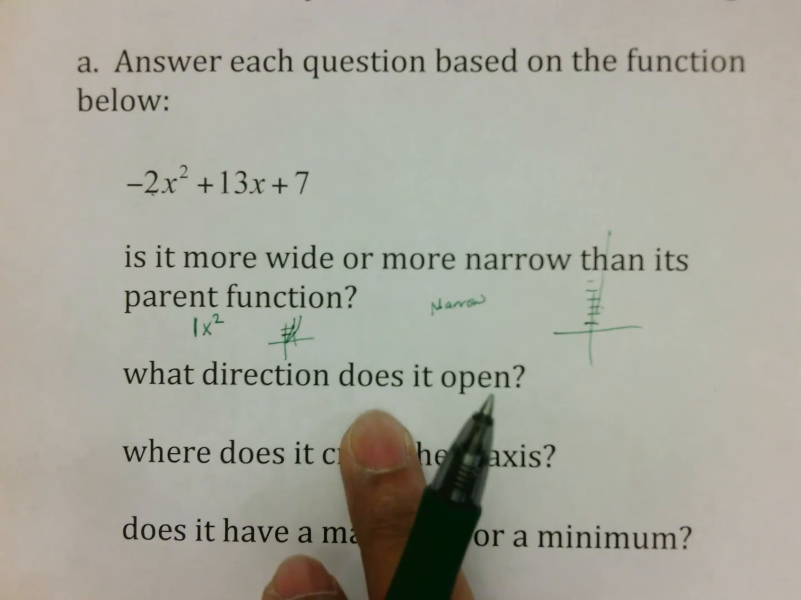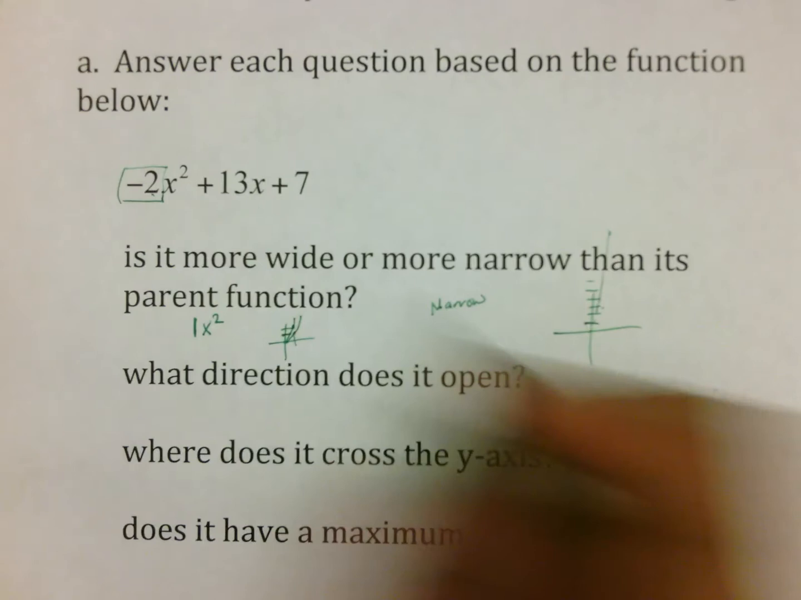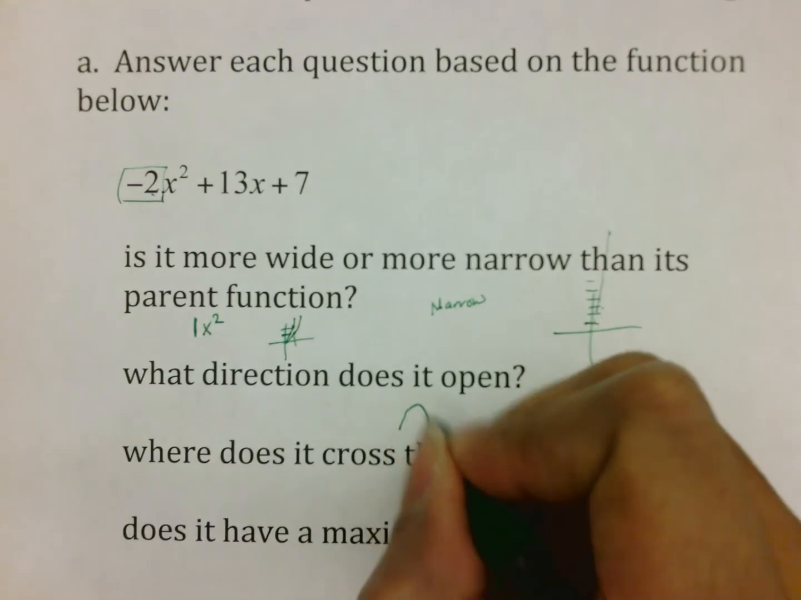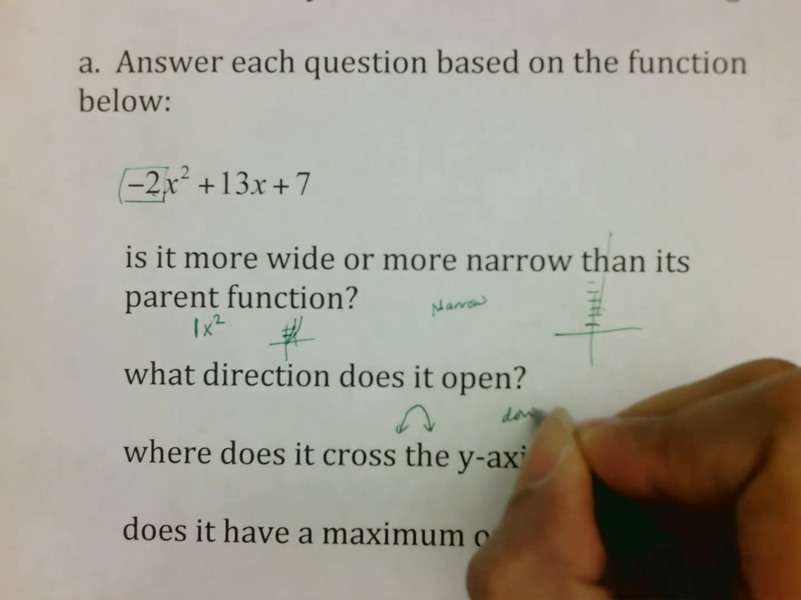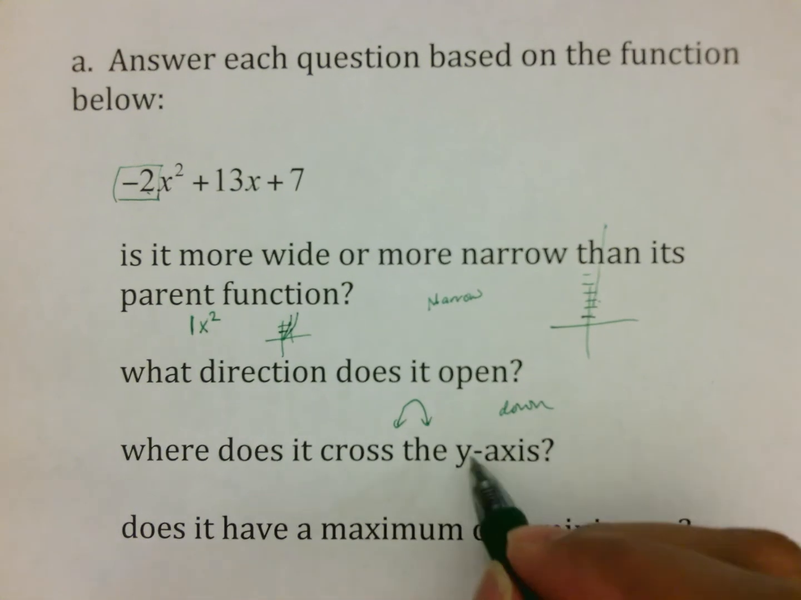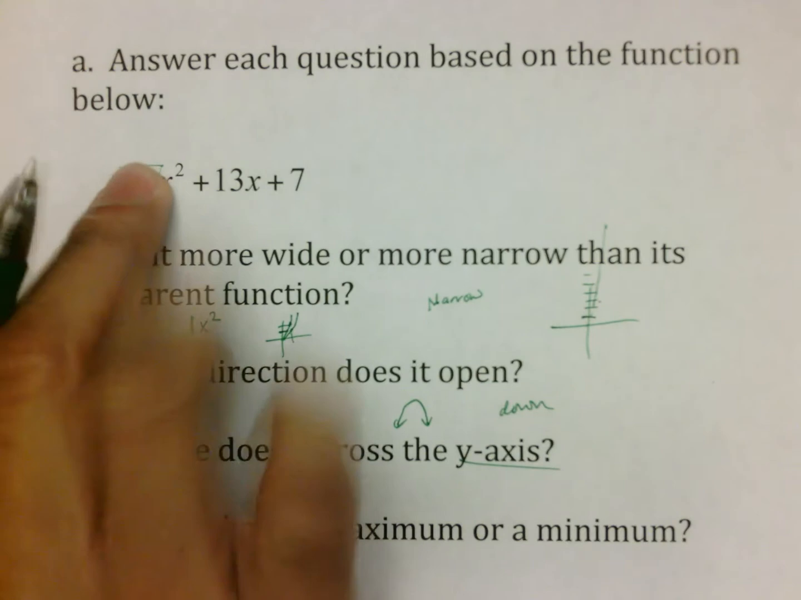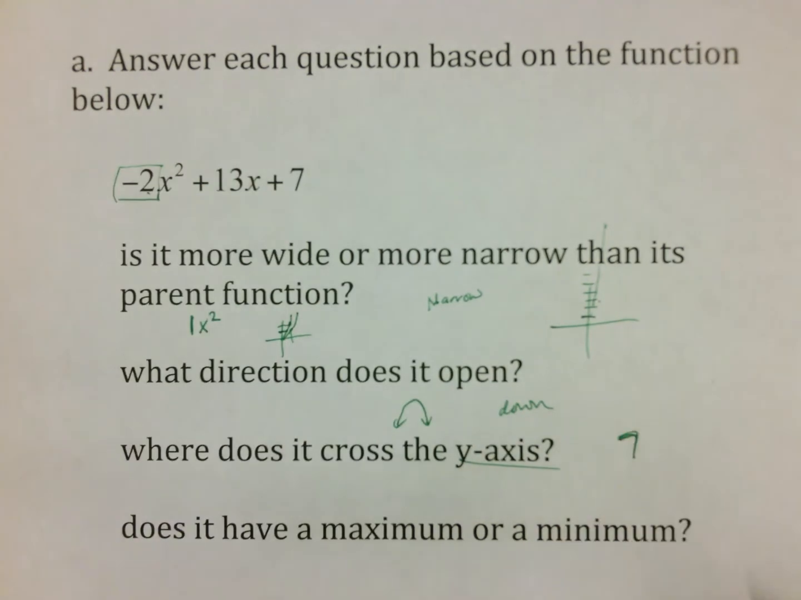Another question says, what direction does it open? Again, that is your A. If you want a direction, because it's negative, it means it's sad, which means it opens down. Where does it cross the y-axis? Remember, this is your tricky number. Your y-intercept means you ignore your x's, so ignore that and ignore that. It would cross at 7.